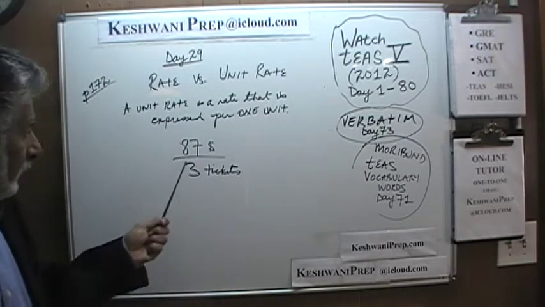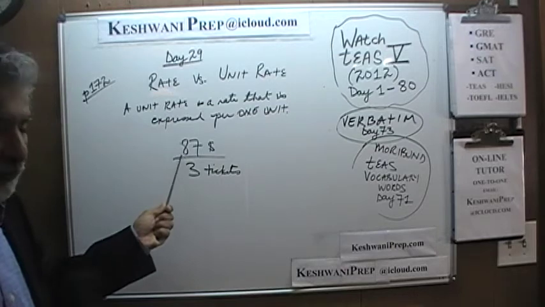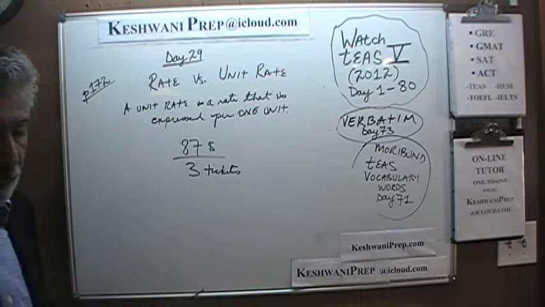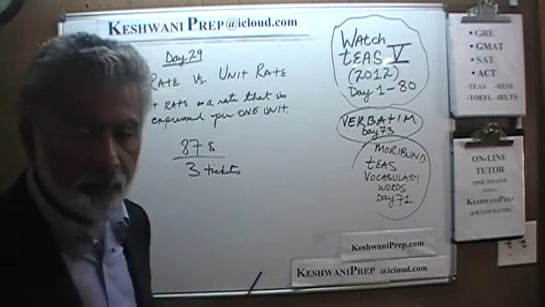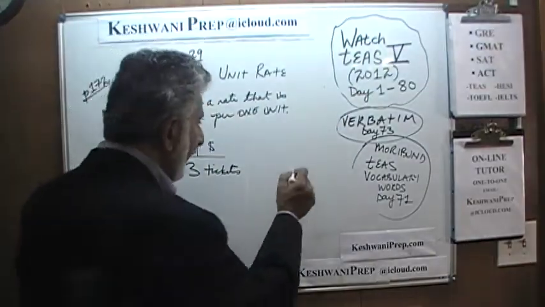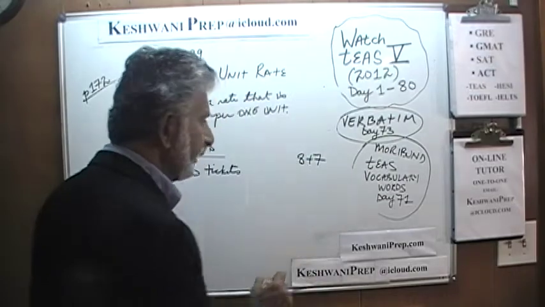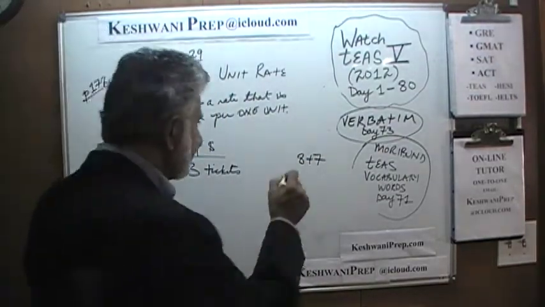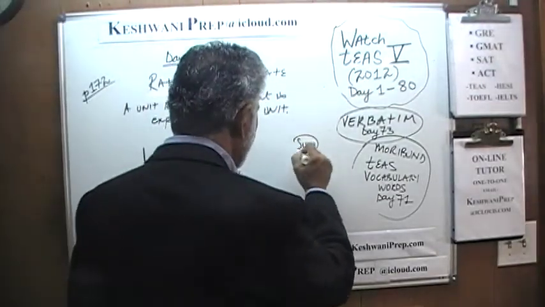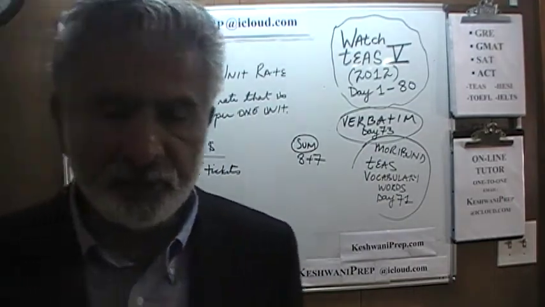The first question is, is 87 divisible by 3? We have talked about it many times. Whenever we want to figure out if a given number is divisible by 3, all we have to do is add up the digits, 8 plus 7. If the sum of the digits is divisible by 3, the number itself is divisible by 3.